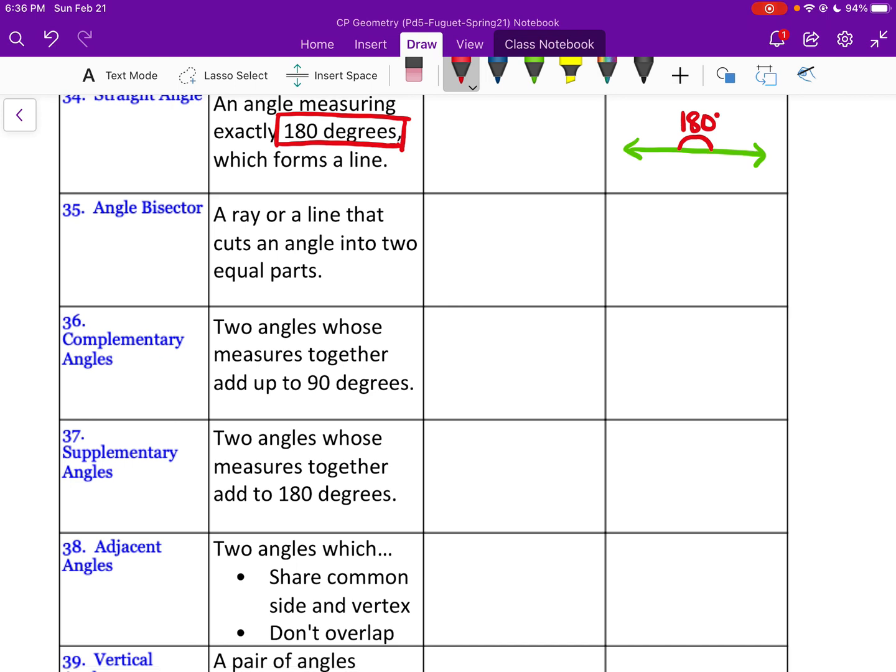Then if we talk about number 35, angle bisector. This is just a ray or a line that cuts an angle into 2 equal parts. And you guys should have known that from the word bisector. Throughout geo, anytime we hear bisector, it means 2 equal parts.